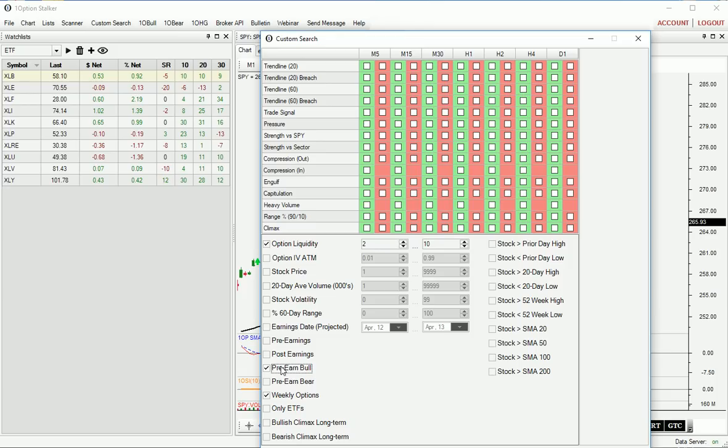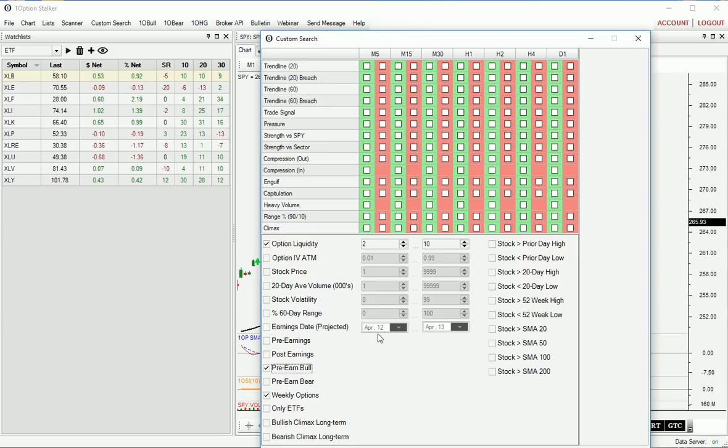So this is a search that goes out and finds stocks that have rallied 75% of the time or more 2 weeks into earnings announcements for the last 2 years. So we have all the statistics. We can find these stocks.